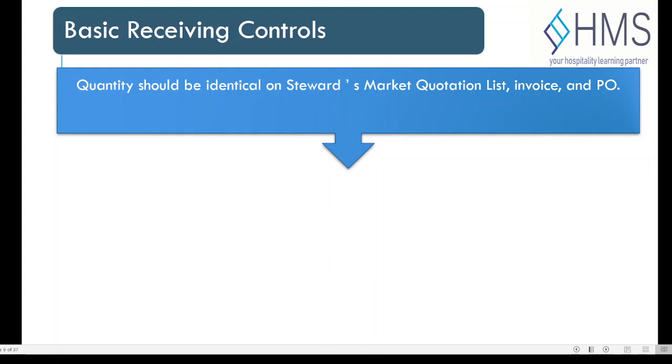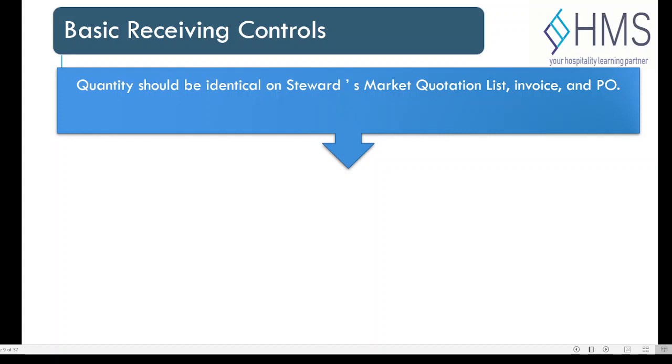Ideally the PO has to match with the quotation list, or the market list, and the invoice that the supplier is giving also needs to tally with the PO, especially in terms of price and the specifications. Quantities sometimes are not exactly matching because it's a market order list and you are buying fresh vegetables, let's say. So instead of 1 kilo, it can be 1 kilo 50 grams, or 1 kilo 100 grams, or 980 grams, something like this.